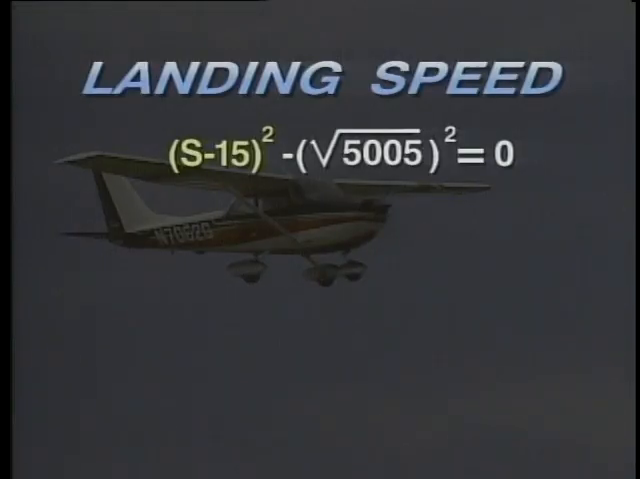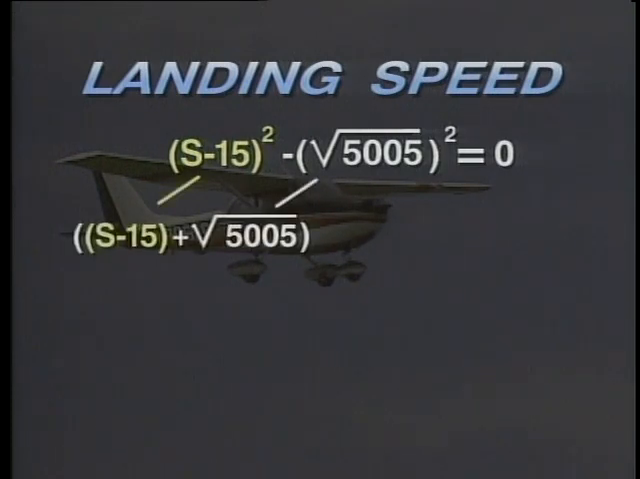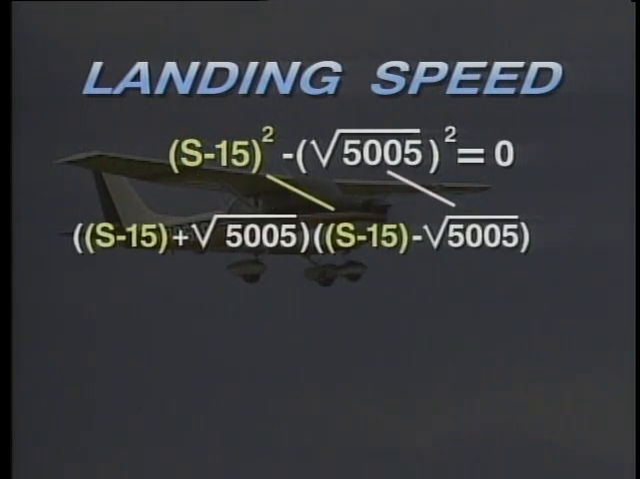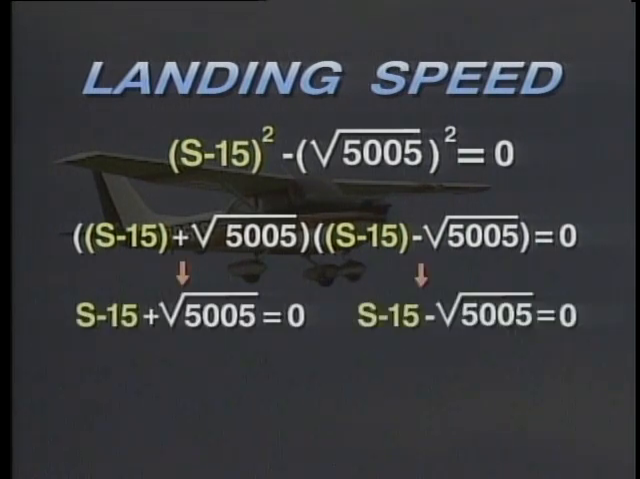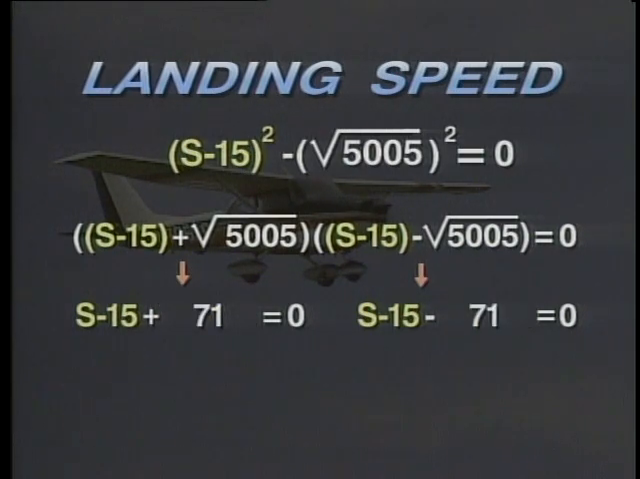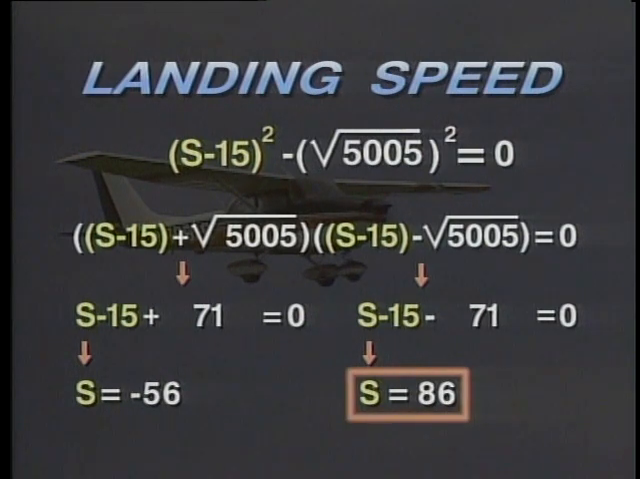Now let's go ahead and find our solutions. We have the difference of squares, and it factors as this. We get 0 when this factor equals 0, or this factor equals 0. The square root of 5005 is about 71, so we get s equals negative 56, and positive 86. Well, the speed needs to be positive. So in order to land the plane without going off the short runway, our initial landing speed needs to be about 86 feet per second, which is about 59 miles per hour.